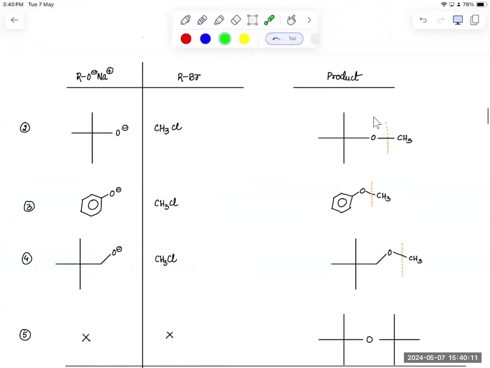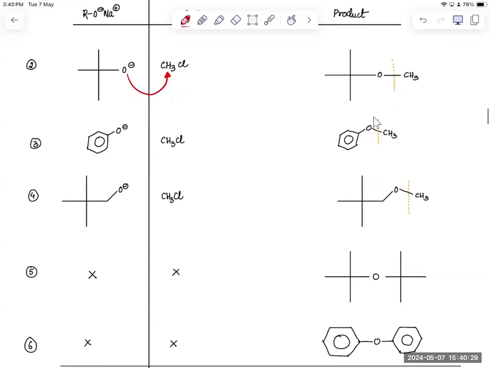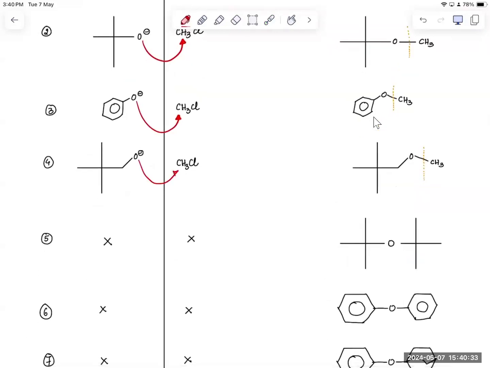Similarly, if you notice this one, this is a product. If this is a product, then definitely this has to be the reactant. I cannot have this part as the reactant, because I need SN2 ready. So this is the part I can have, where this O minus can attack here and Cl minus can leave. Same way this O minus can attack here, Cl minus can leave. This O minus can attack here, this can leave.